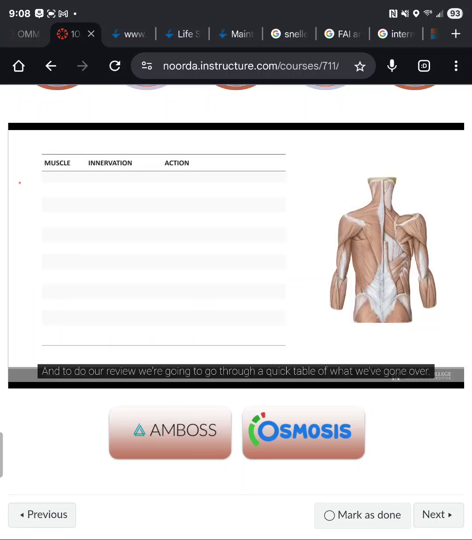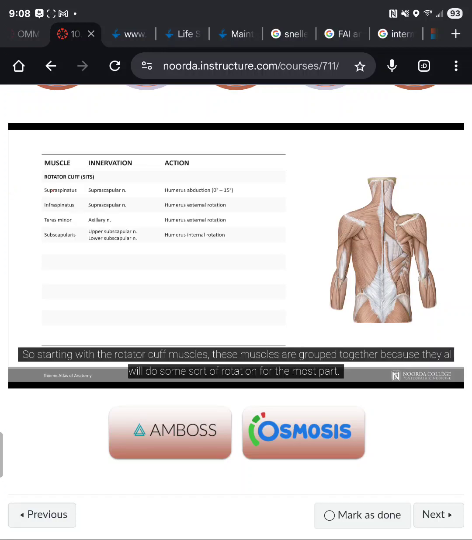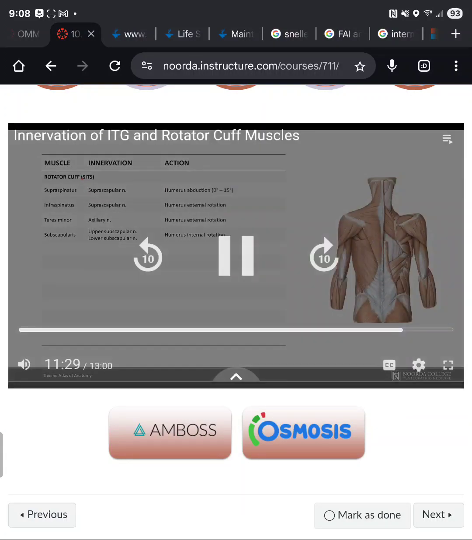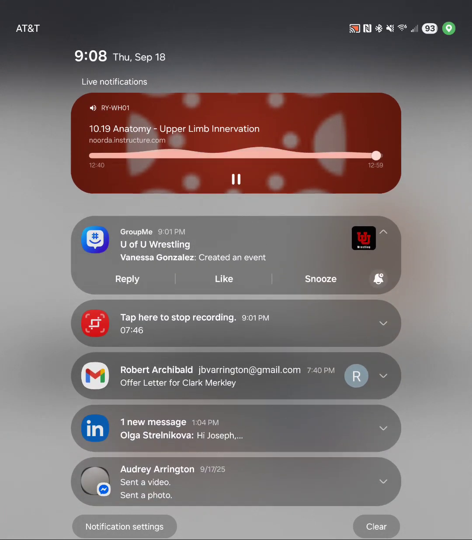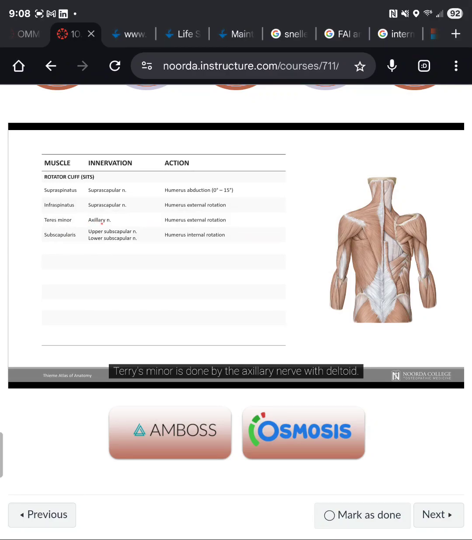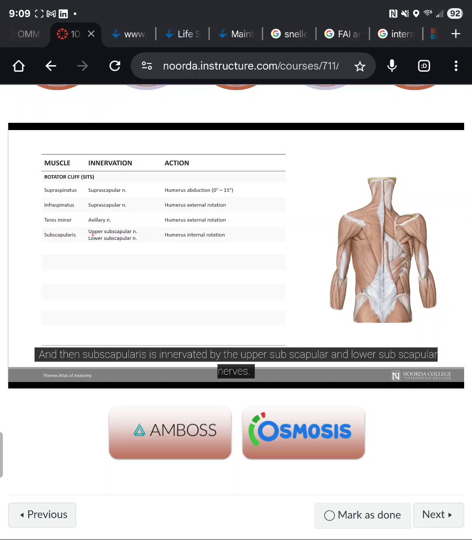So let's do a review. To do our review, we're going to go through a quick table of what we've gone over. So starting with the rotator cuff muscles, these muscles are grouped together because they all will do some sort of rotation for the most part, and they help to stabilize the humeral head in the glenoid socket. And so those muscles are the SITS muscles, so supraspinatus and infraspinatus, innervated by the suprascapular nerve. Teres minor is done by the axillary nerve with deltoid, and then subscapularis is innervated by the upper subscapular and lower subscapular nerves.